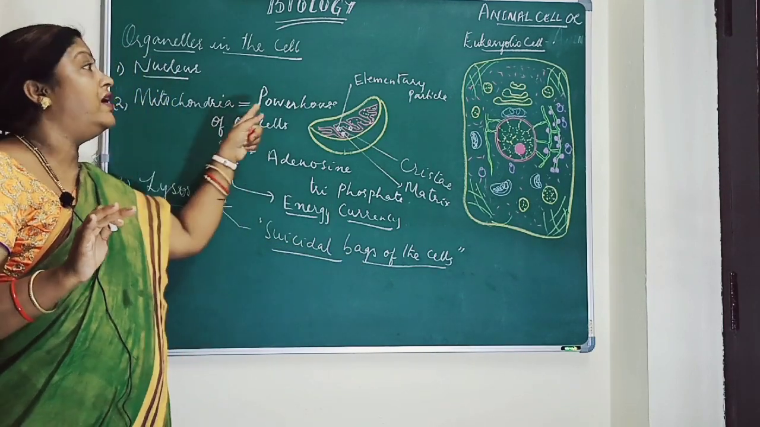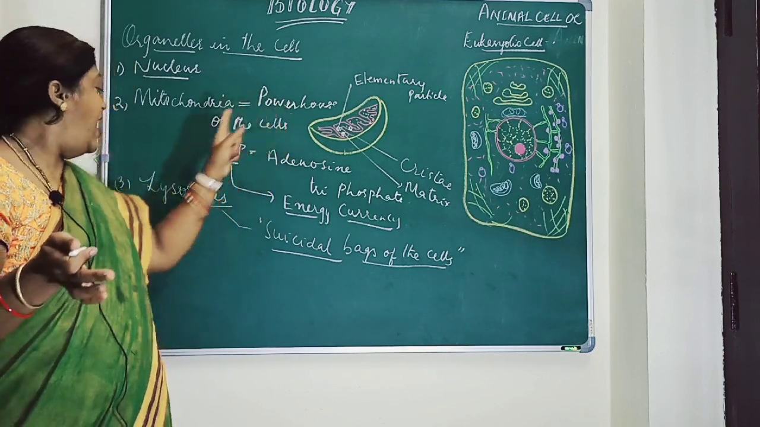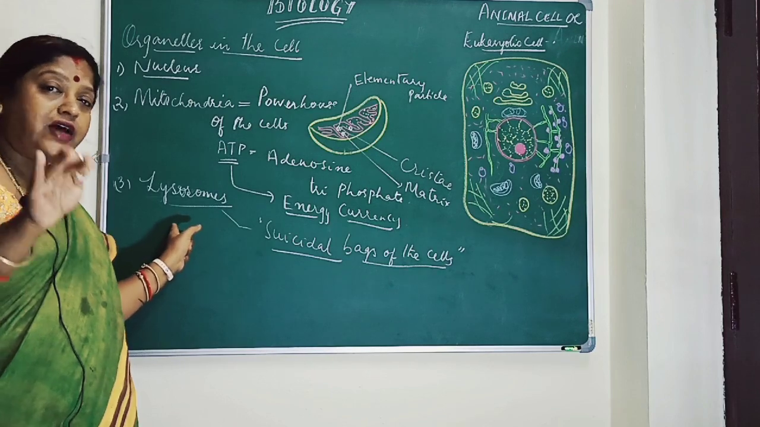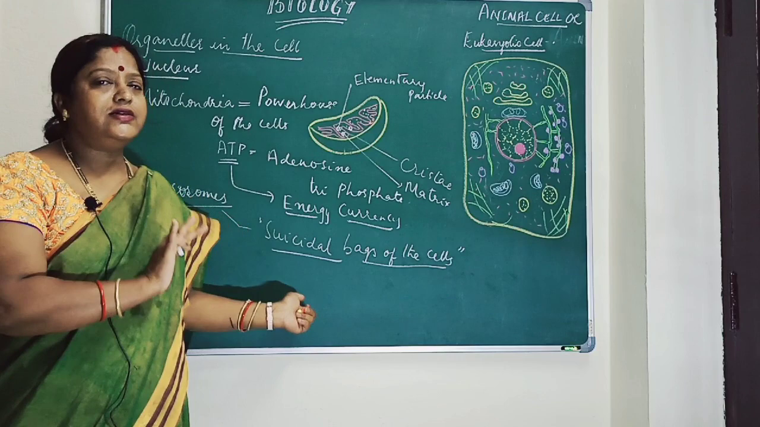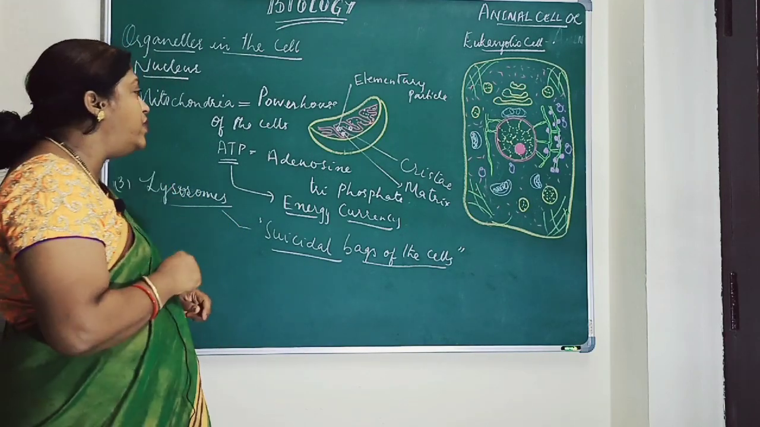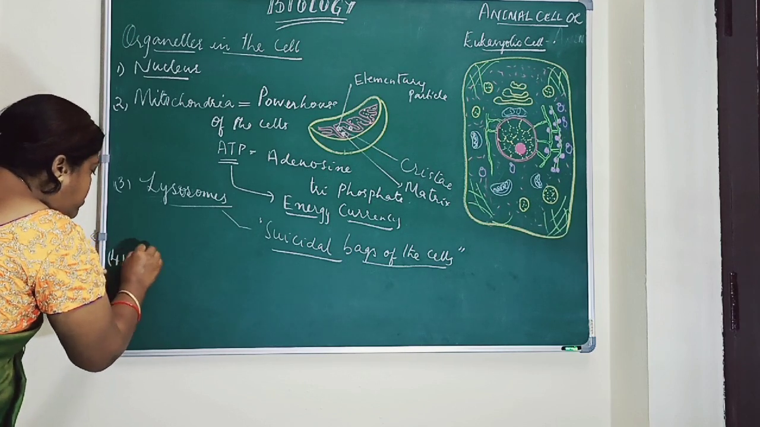Mitochondria is called the powerhouse of the cell because it generates energy, and lysosomes are called the suicidal bags of the cell because they kill themselves. So this is about the lysosome. Next we'll go to the ribosome.